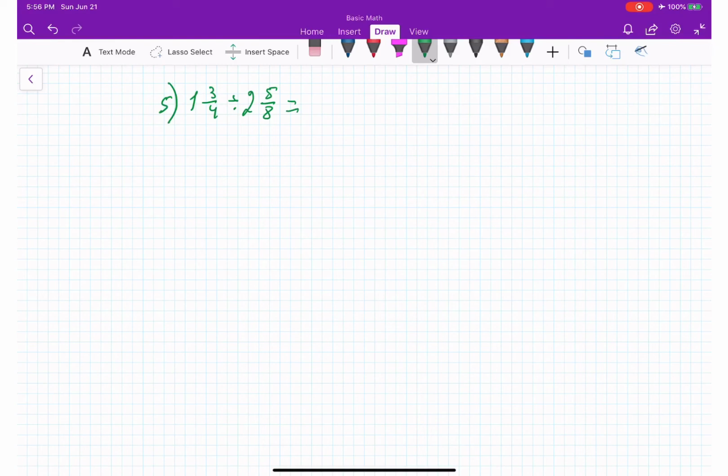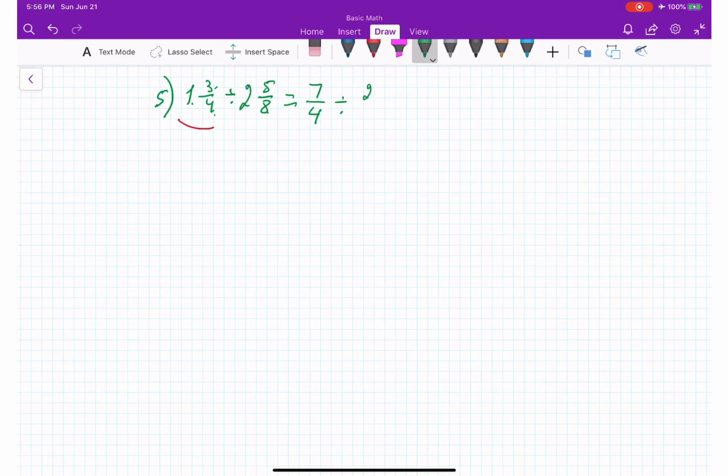How am I converting into improper fraction? So let's take 1 and 3/4. I take 1, multiply by this 4 will be 4, and plus 3 will be 7. So any changes you do to numerator, denominator always going to stay the same. Okay, divided by 2 times 8 is 16. 16 plus 5 is 21 over 8.